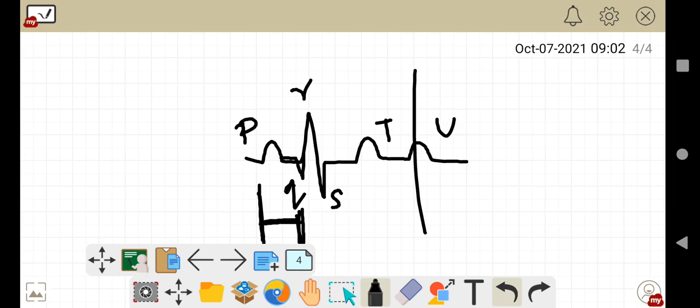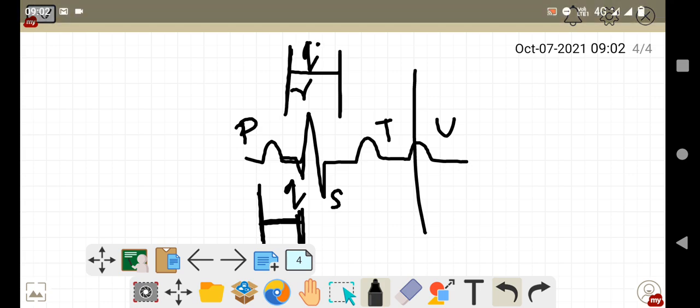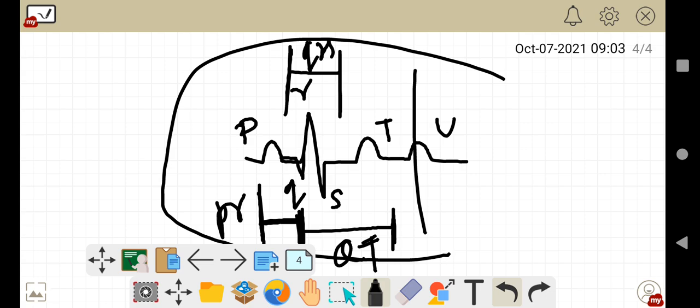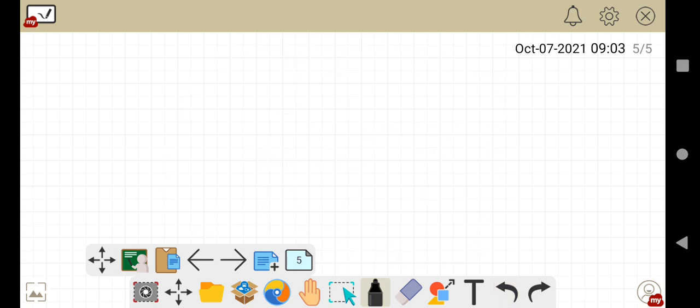Then is the QRS. QRS is the onset of the Q to the end of the S wave, correct? This is the QRS. This is the PR, correct? Then is the QT. QT is the onset of the Q to the end of the T wave, right? This is the QT. Okay. Details about this I will discuss in my future slides, right? Okay.